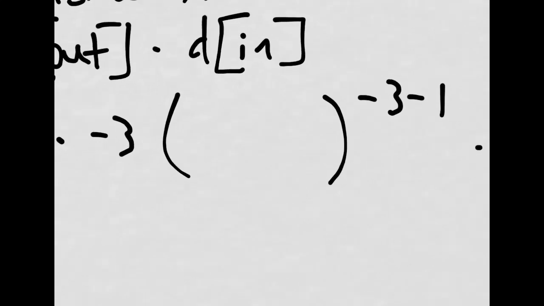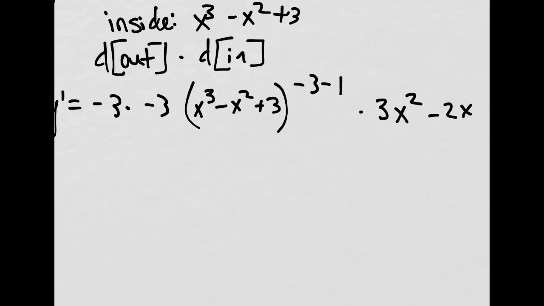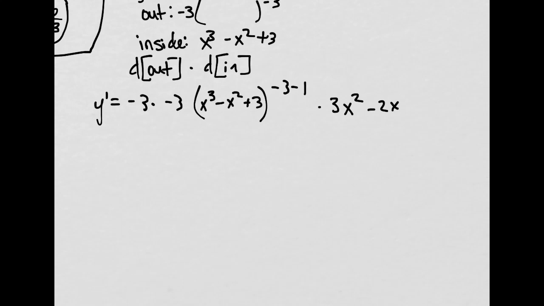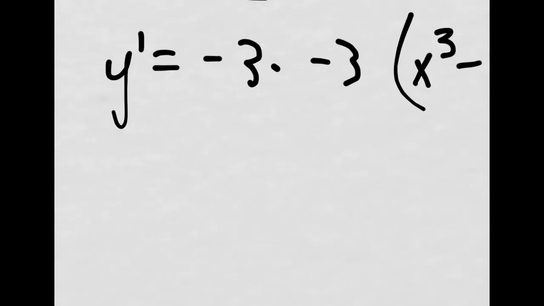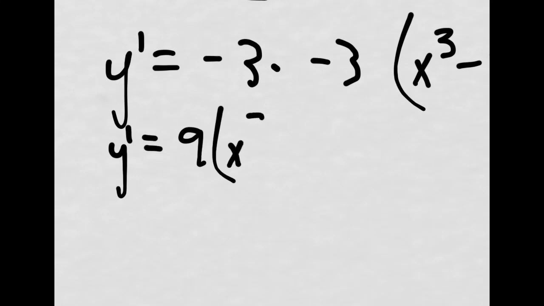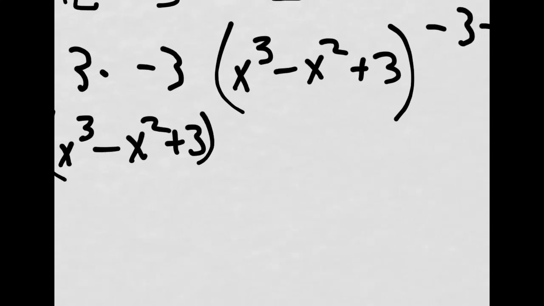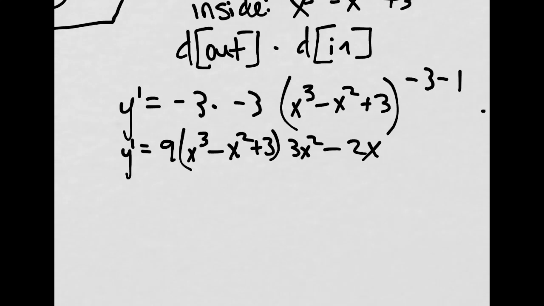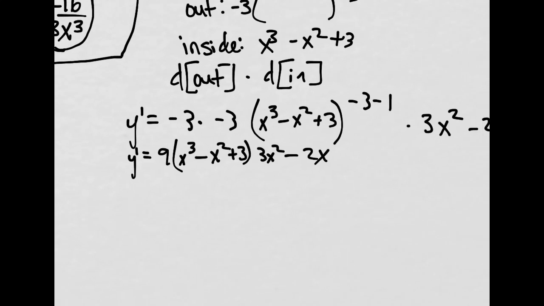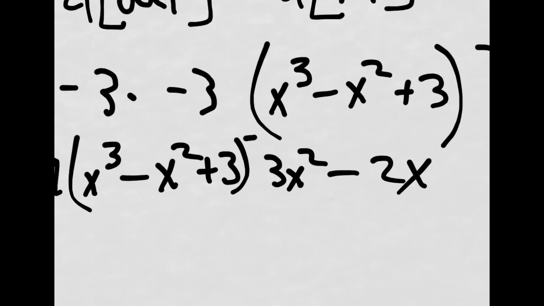Then I leave the inside in here. Then I can just simplify what I can simplify. So y prime is equal to 9 times x cubed minus x squared plus 3 times 3x squared minus 2x. And I forgot the exponent here, so it's going to be negative 4.